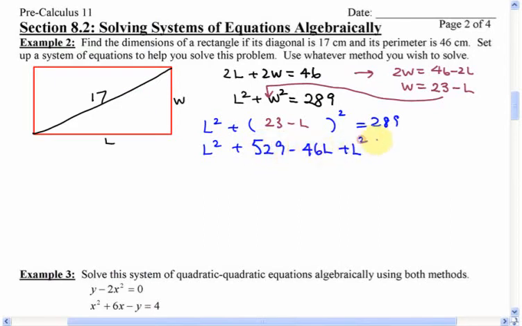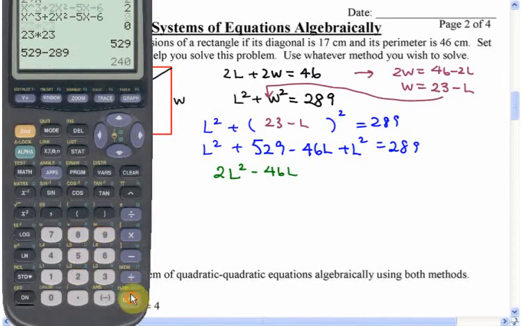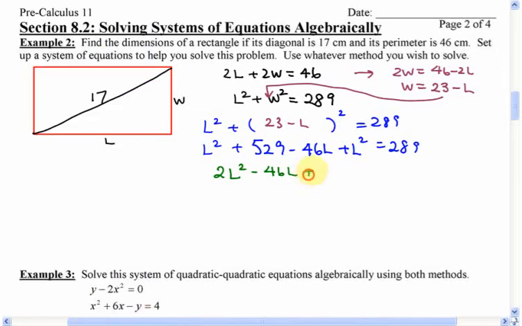46L plus L squared equals 289. We will collect like terms, so 2L squared minus 46L, and 529 minus 289 gives us 240 equals 0. Remember, you're trying to solve for L.